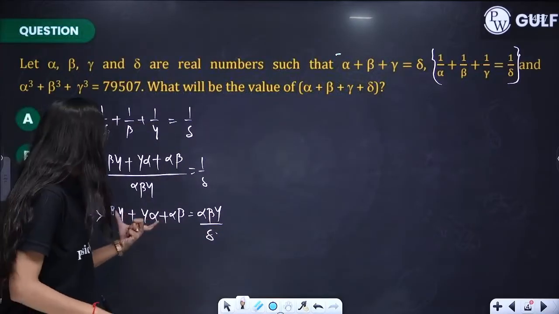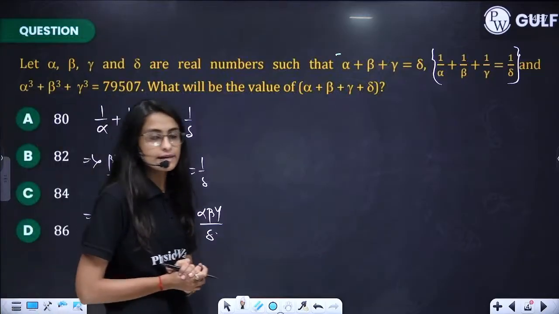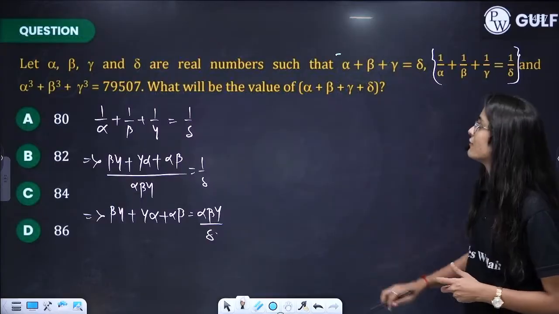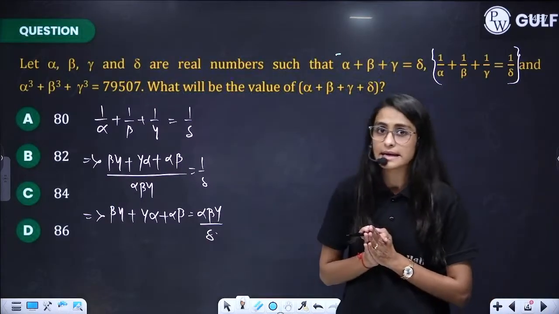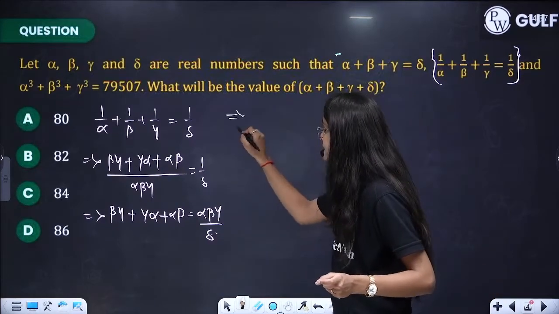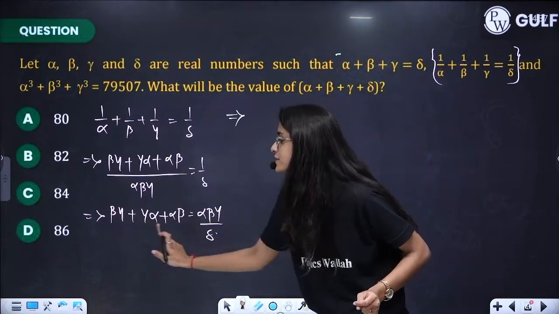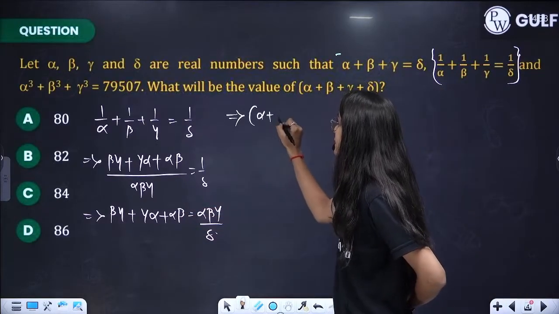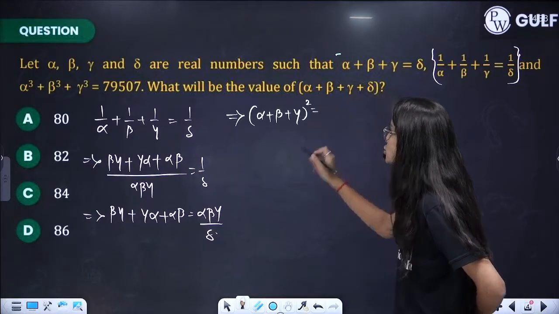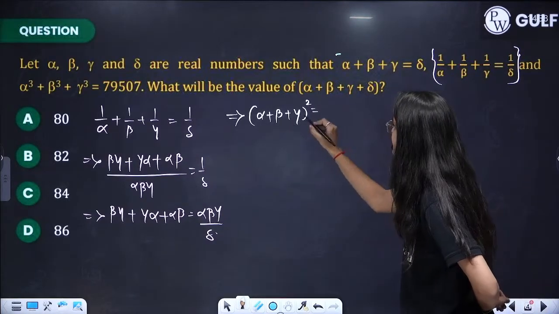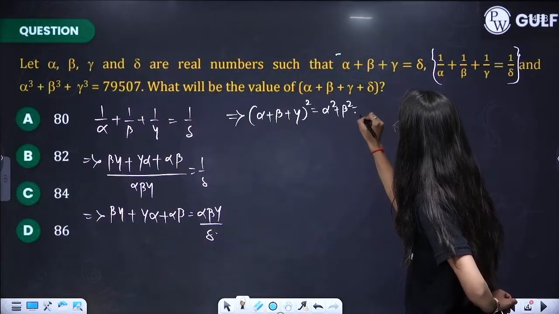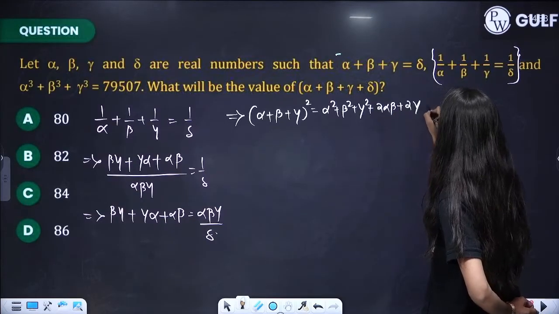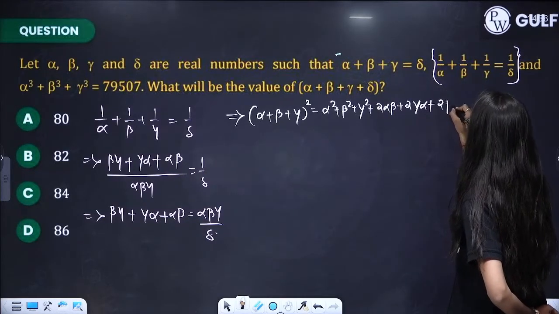Now you have to use this equation in two of your identities. I'll be providing you with the identities. Why will you be using these identities? Because straight away you cannot find the value of alpha plus beta plus gamma plus delta. So let us use the identity. If you observe this carefully, in which identity do you have these types of terms? Yes, you might have thought it right: alpha plus beta plus gamma whole square. By solving this identity, you will get alpha square plus beta square plus gamma square plus 2 alpha beta plus 2 gamma alpha plus 2 beta gamma.